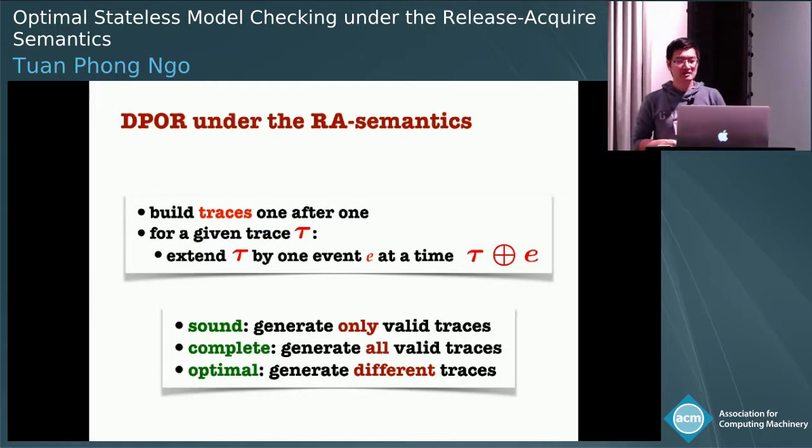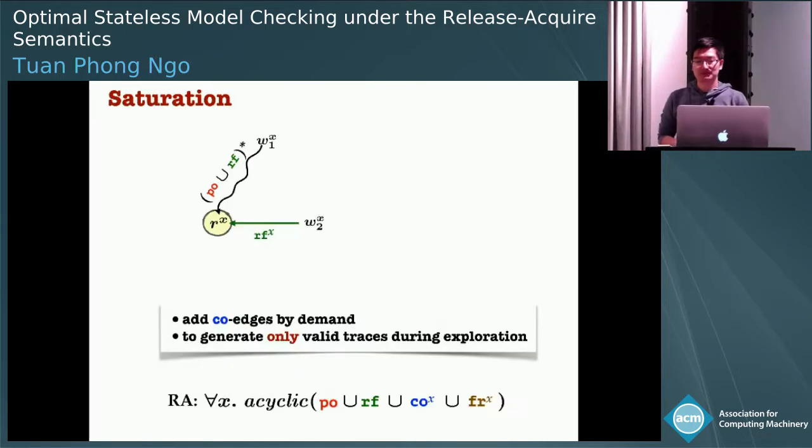They are soundness, which means the algorithm only generates valid traces. Completeness, which means the algorithm generates all valid traces. And optimality, which means the algorithm generates different traces. So we can obtain 3 properties here. So I will talk about this: if you give me a trace, I can extend the trace by adding events one at a time.